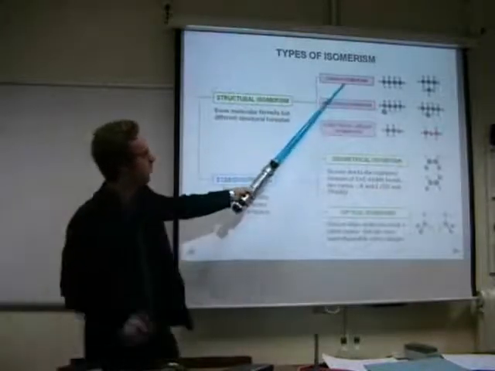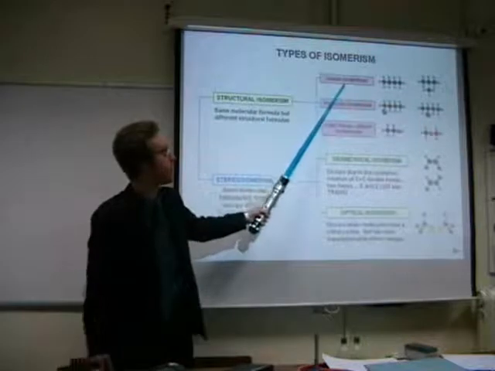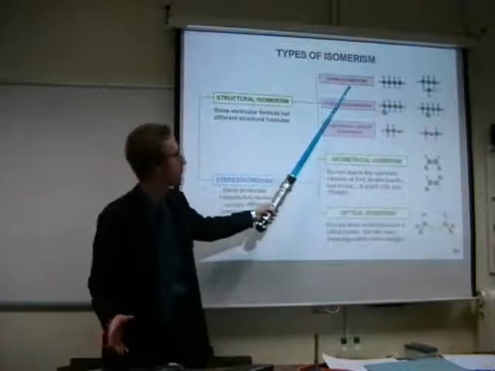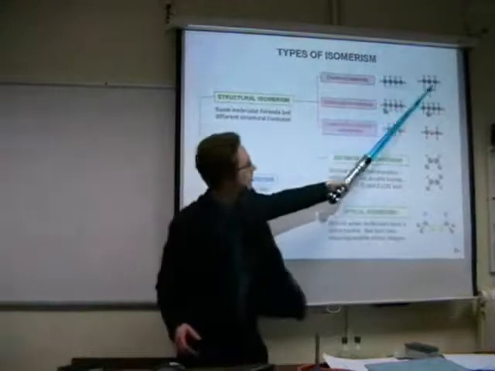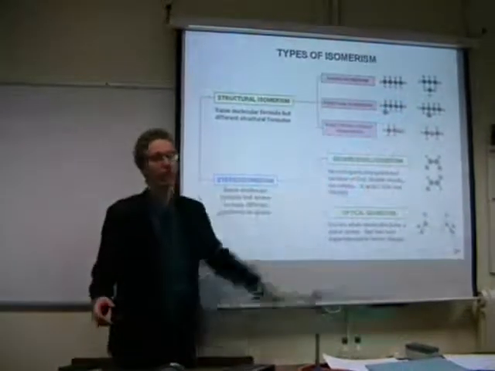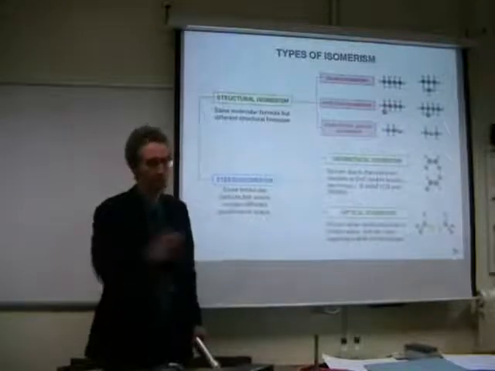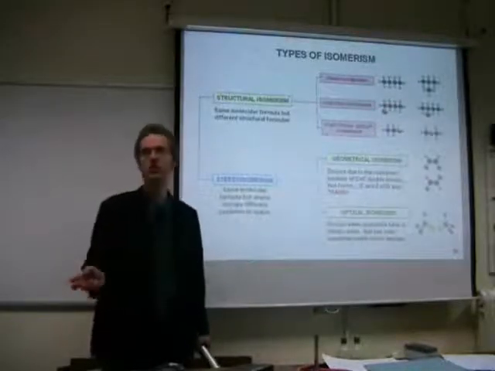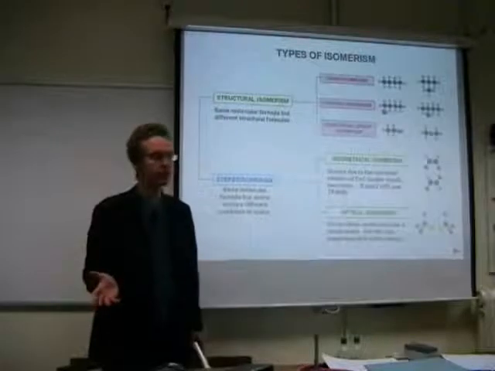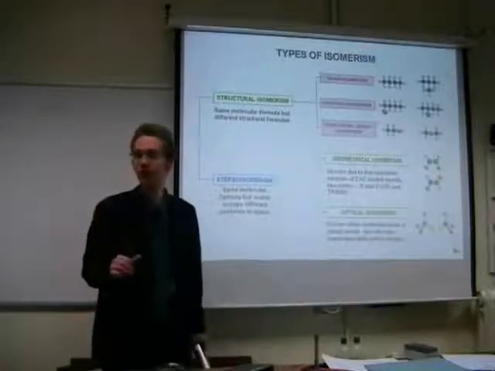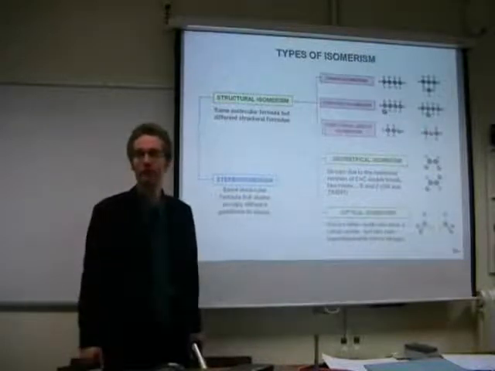So, to begin with, chain isomerism. This is where you've got the same functional groups, okay, but you've then got a branched chain or a straight chain, or two different branched chains, something like that. It's where the molecules are the same, the functional groups are the same, the position of the functional group is the same, but you've got a different arrangement of the chain. Are you happy with that?